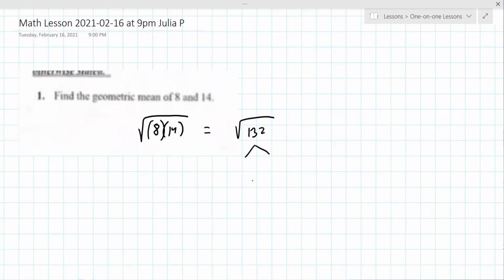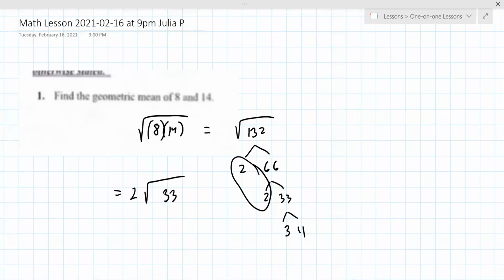And then you got to break that apart. 2 and 66, 2 and 33, 3 and 11. So there's a pair of 2's. So it becomes 2 square root 33. Let me know if there's anything unclear on that. It's just a formula.